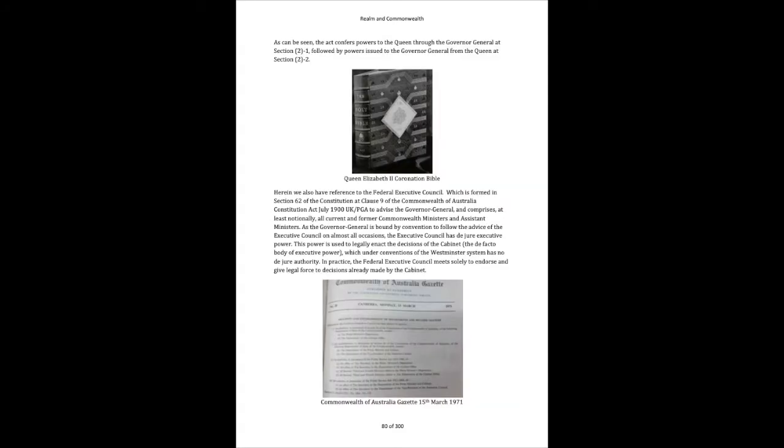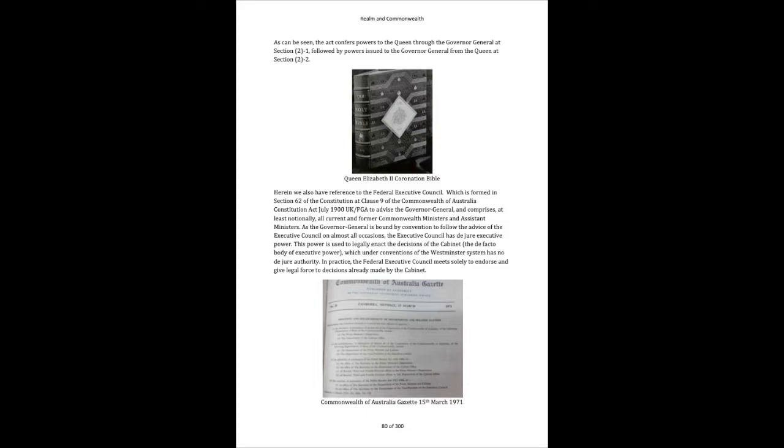The first question to ask here is, why did Queen Elizabeth II install Royal Powers Act 1954, when Edward VII and George V did not, when following in ascension after Queen Victoria? As can be seen, the Act confers power to the Queen through the Governor-General at Section 2-1, followed by powers issued to the Governor-General from the Queen at Section 2-2.